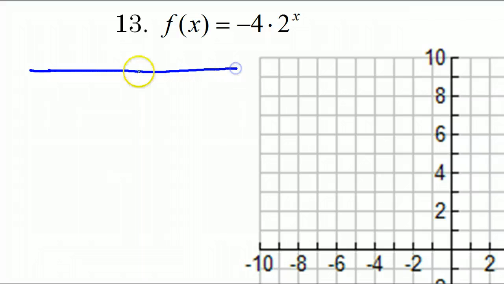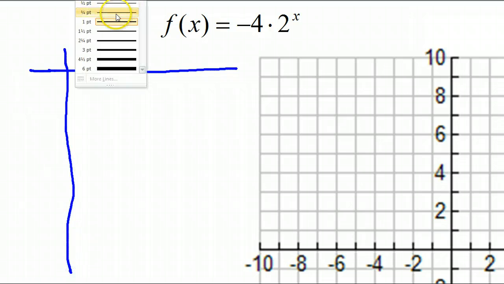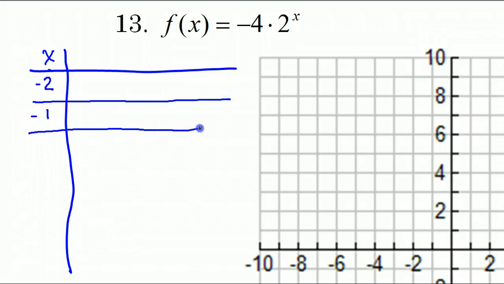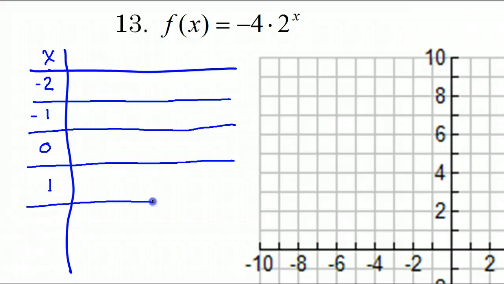First of all, I'm making this nice and big. Alright, so here we go. Make this a little bit smaller. Alright, so my x's, of course, we're going to go ahead and use our -2, our -1, our 0, 1, and 2.